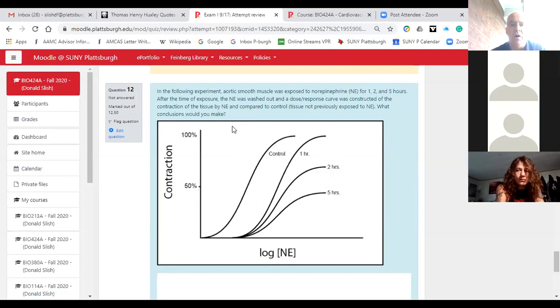But what's actually going on, because you're doing pre-exposure, is you're getting downregulation of the receptors. And so this is a tissue with spare receptors, and the pre-exposure is causing downregulation of the receptors. And that's what's shifting it to the right and then decreasing the Emax.